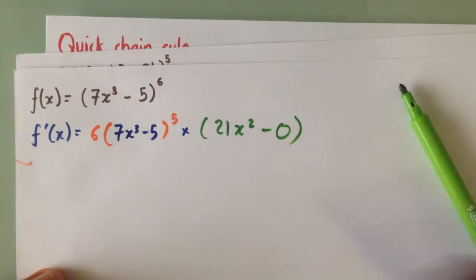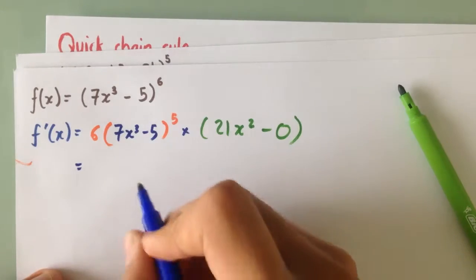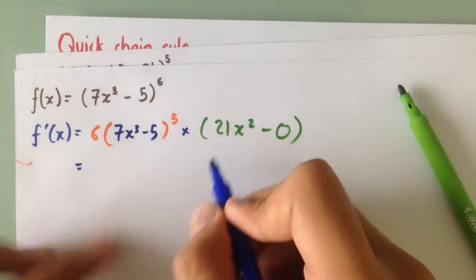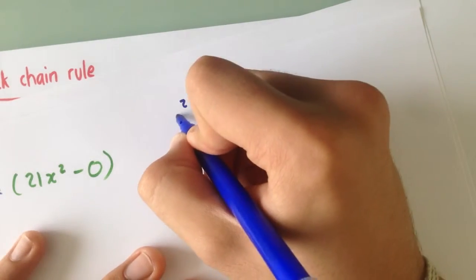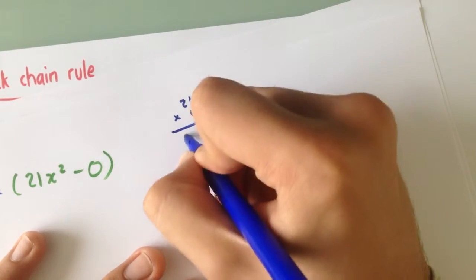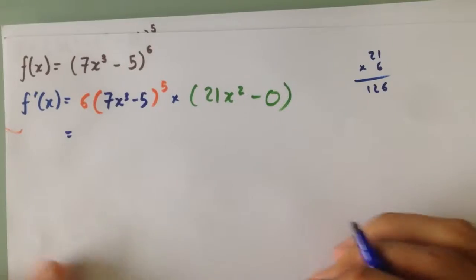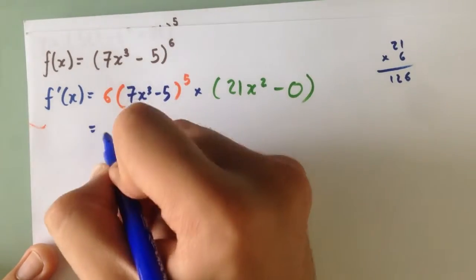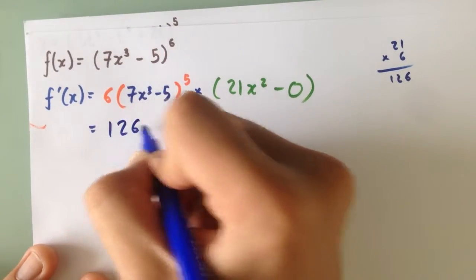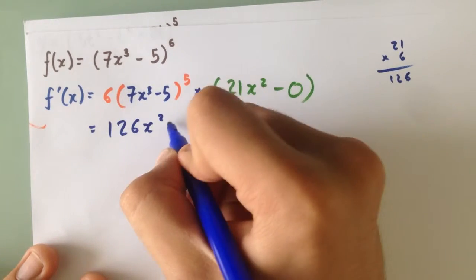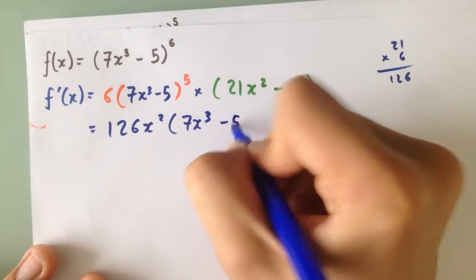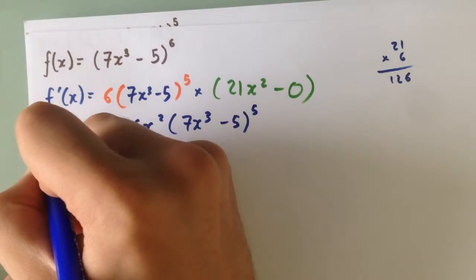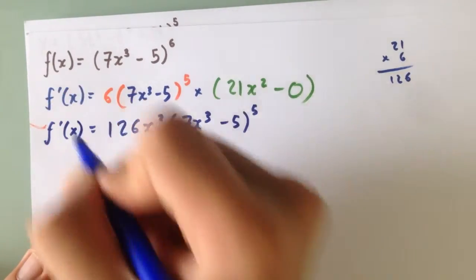And just cleaning it up a bit and removing all the colors. So what is 6 times 21? I'm just going to do that on the side because I don't want to make a mistake. 6, 12, 126. That was pretty easy. I shouldn't have needed to calculate that, but that's okay. 126x squared times 7x cubed minus 5 to the power 5. So that is the derivative, f dash of x. Okay?